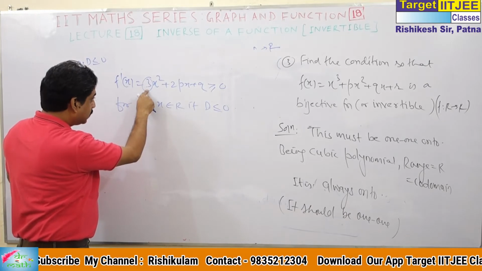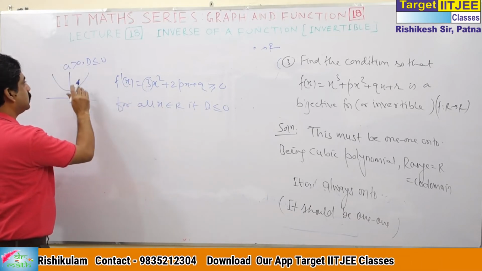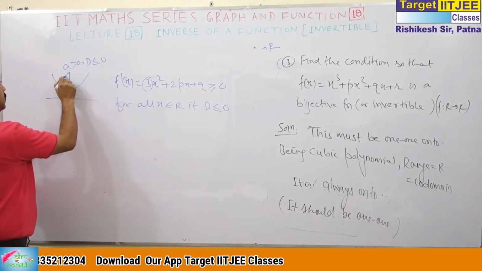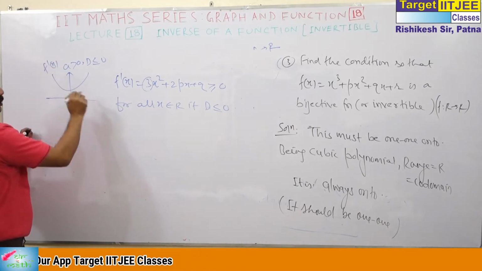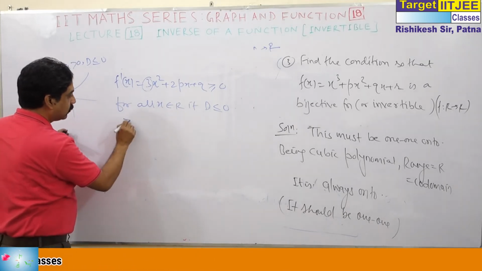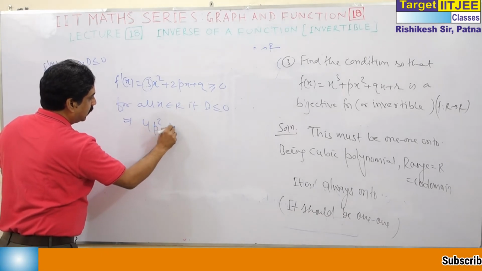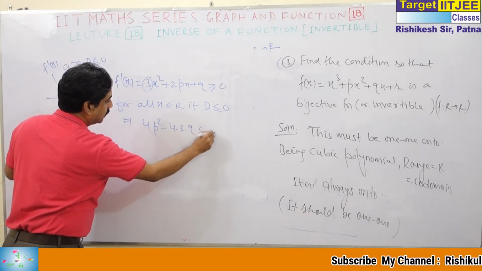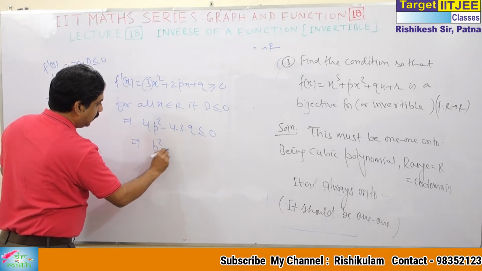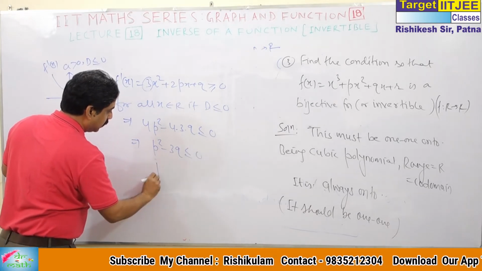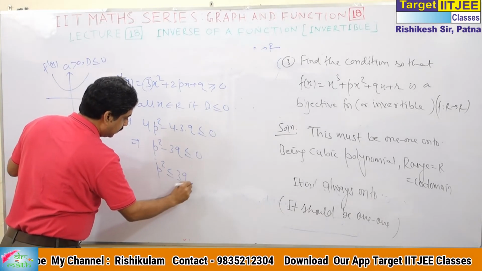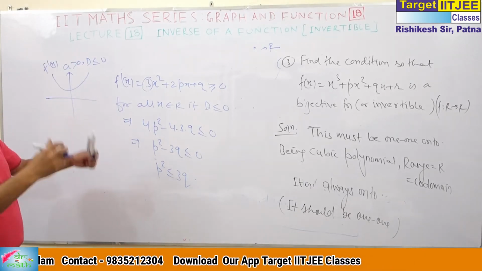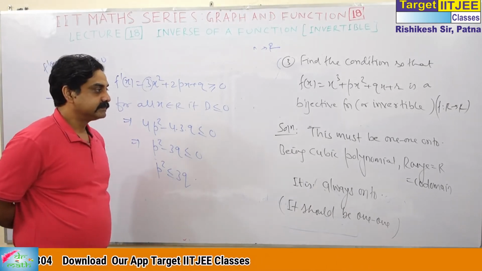And for this to be positive, what? This is f dash x. For this to be positive, D should be less than or equal to 0. So what do we get? 4p square minus 4 into 3 into q less than or equal to 0. 4 cancels. p square minus 3q less than or equal to 0, means p square less than or equal to 3q. This is the condition for it to be bijective, invertible.